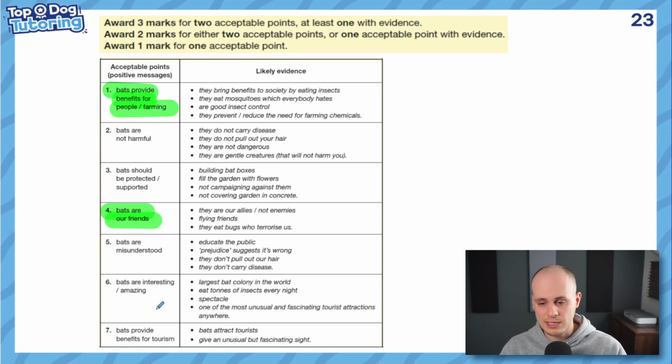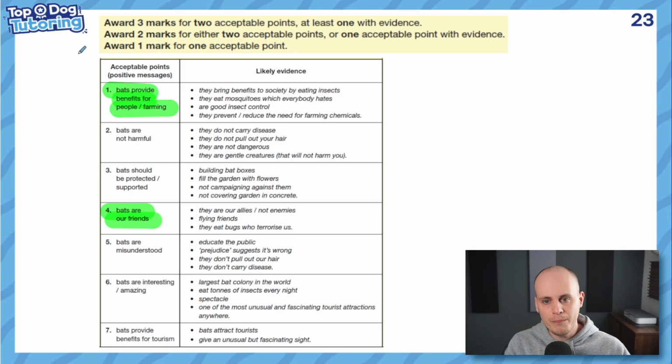This is from the actual SATs. I've not made this up. This is what the markers of the SATs would have used. And this is the list they get. They say, right, any of these points are acceptable. And then the green ones are the ones that we just went for. Bats are beneficial for farming, and bats are our friends. And then we had any of these bullet points are examples of evidence from the things that she says.